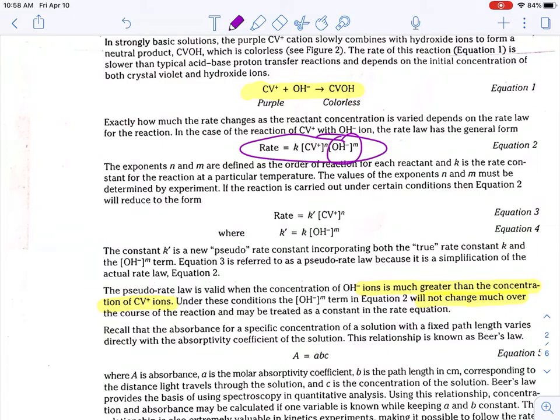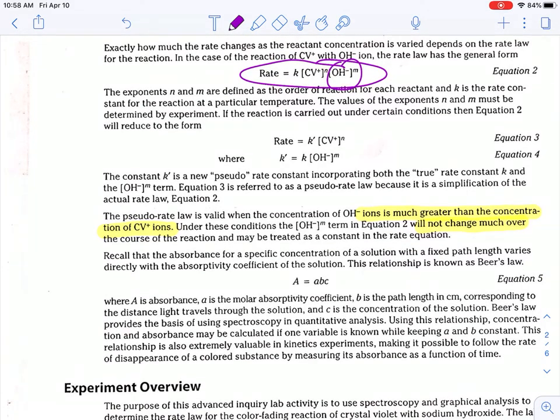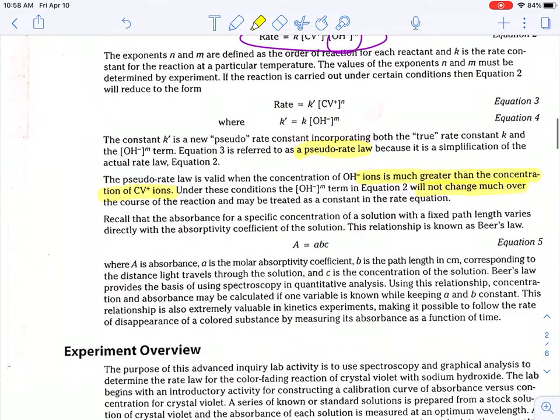The analogy is kind of like going to the ocean and taking out a spoonful of water. Technically, did you decrease the volume of the ocean? Yes. Is it going to make any difference? No. So this is what's known as a pseudo rate law. It isn't a true rate law, because that would get complicated, since we'd have to keep track of the concentration of the hydroxide and the concentration of the CV. So we're just going to assume that the hydroxide ion concentration remains constant.